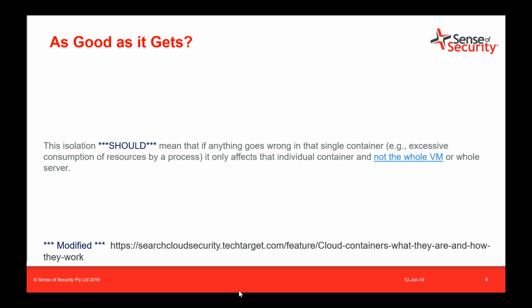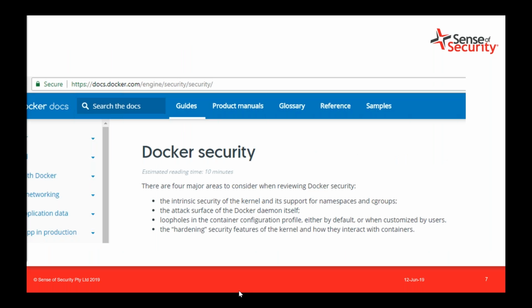Now, the isolation should mean that if anything goes wrong in that particular container, it'll only affect that individual container and not the entire virtual machine or server for which all the containers are running on. So ideally, containers naturally and natively should provide a good level of isolation. However, it's not necessarily the way that it works out in practice.